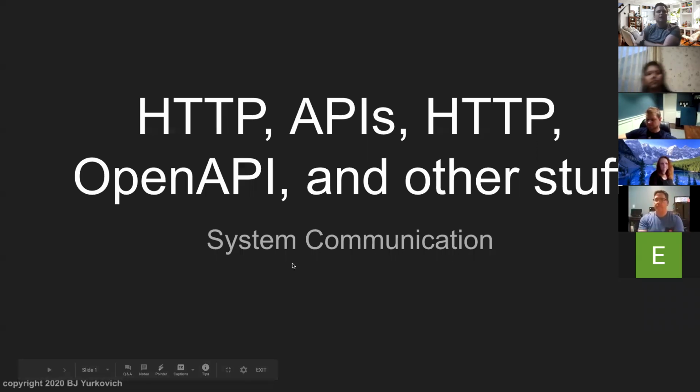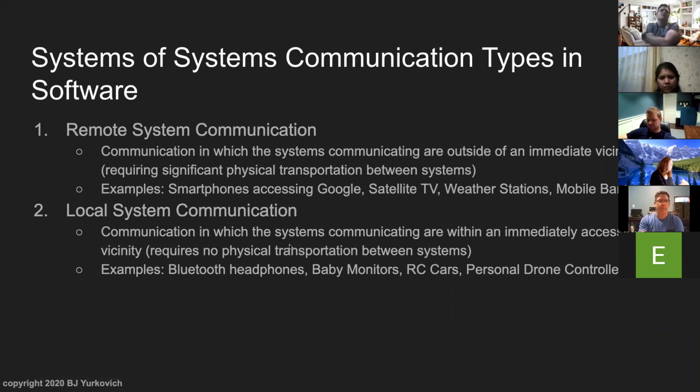All right. So tonight, talking about HTTP APIs, OpenAPI and other stuff. There are two different types of system communication, which we've learned about, right? One of those is remote system communication, and what I mean by that is systems that communicate outside of basically your physical location. So this would be the internet, the wide area network. Sometimes you'll hear about WAN, those types of things. And then local system communication within the context of IoT.